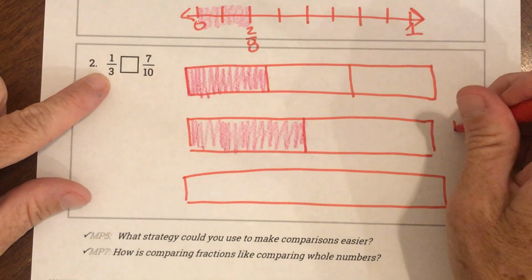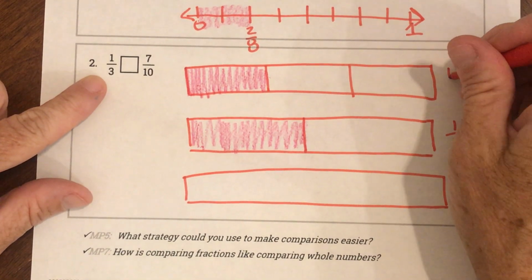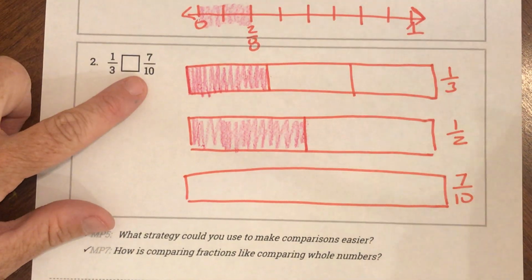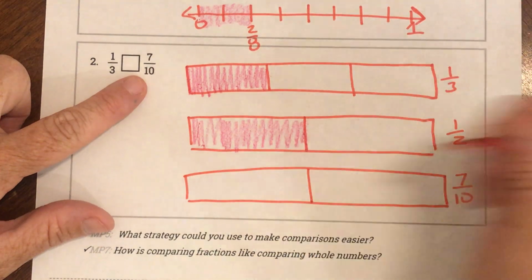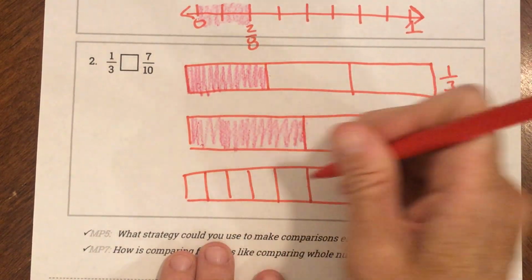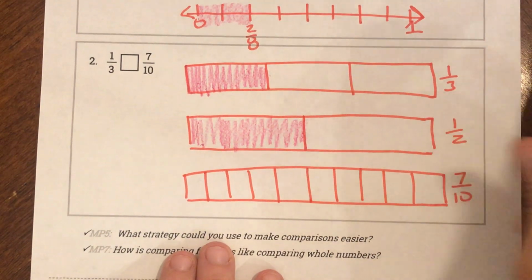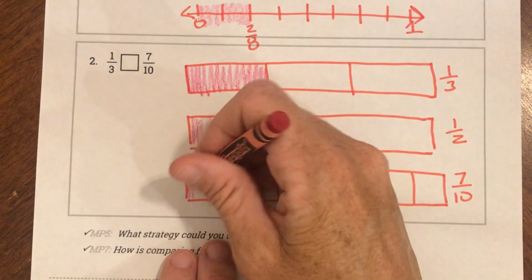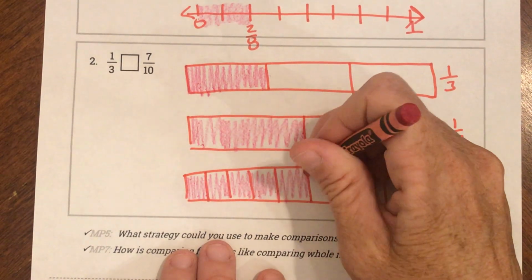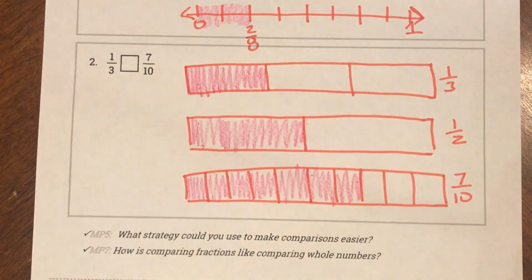I can write that here if I'd like. 1/2, 1/3, and then my fraction I'm comparing them to is 7/10. So I might cut this in half, and then I need 5 and 5. So that's not a very even one. Okay, and I have 7 of the parts. So 1, 2, 3, 4, 5, 6, and 7.